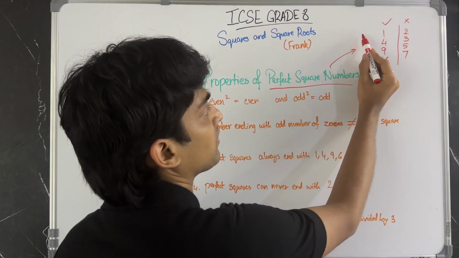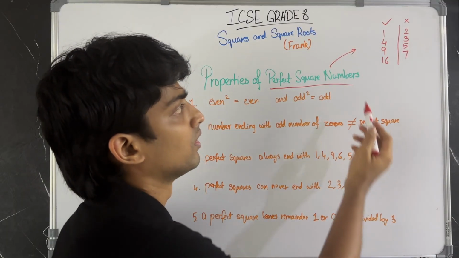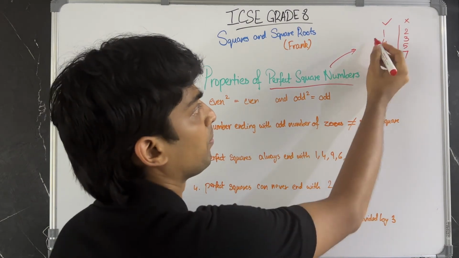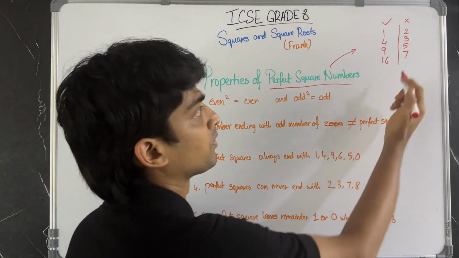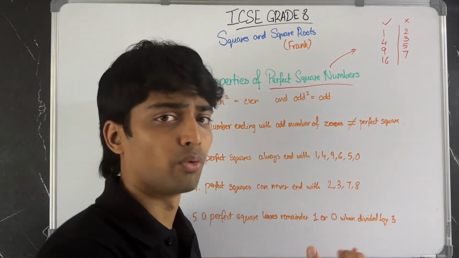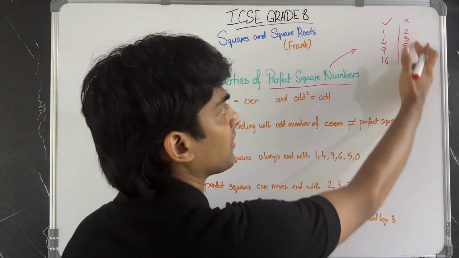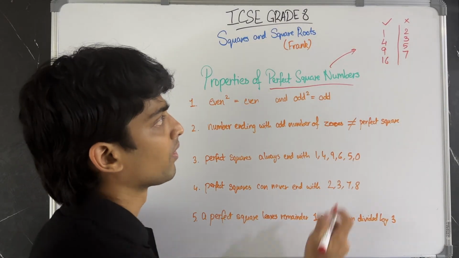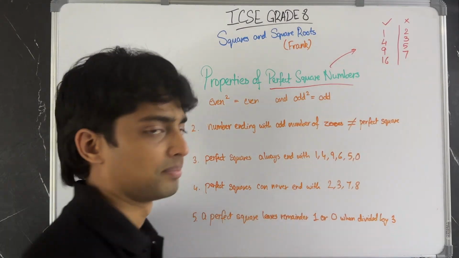So the square root of 1 is 1, the square root of 4 is 2, of 9 is 3, of 16 is 4. So these are all perfect square numbers. Now the square root of 2 is 1.414 something. So they are all decimals. Their square roots are irrational numbers. So these are the perfect square numbers.